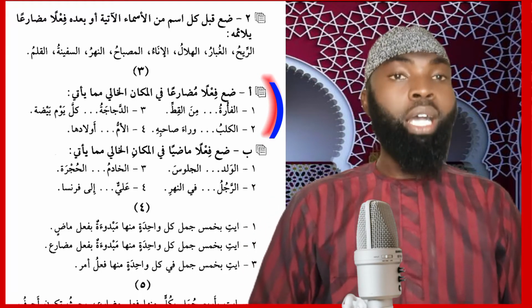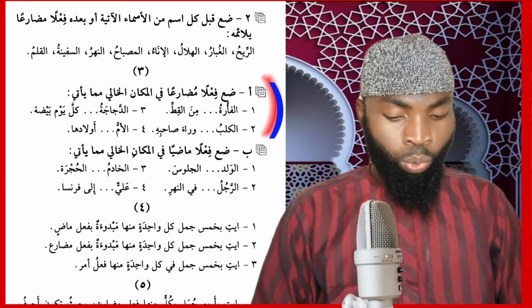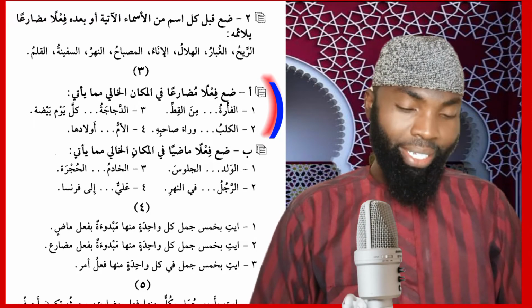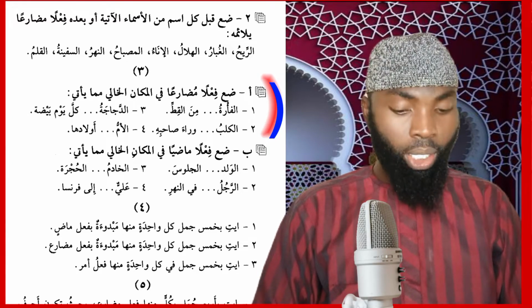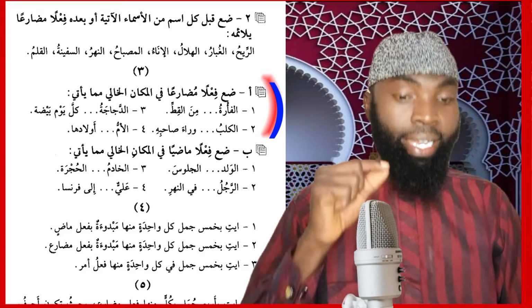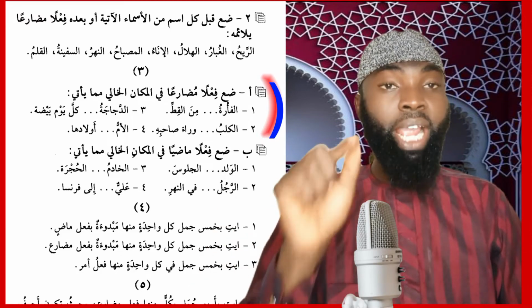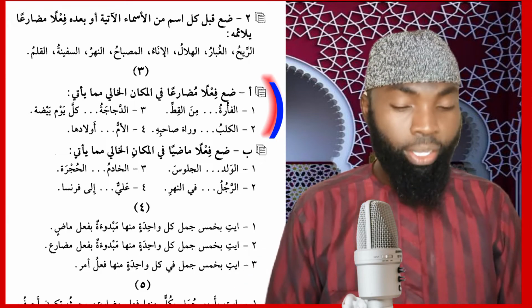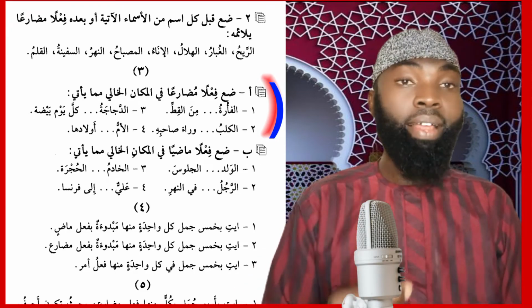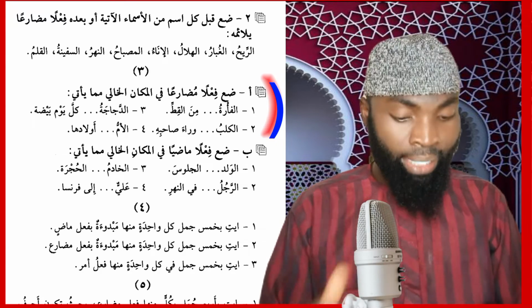Number 3, we also have ad-dajajatu, blank, kulla yawmin. We can say ad-dajajatu tabidu kulla yawmin. The hen lays every day baydatan, an egg. The hen lays an egg every day. So the missing word is tabidu, and that is a fi'l al-mudari, a present tense.